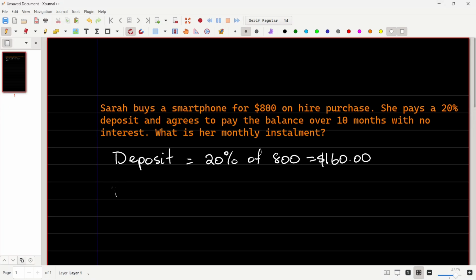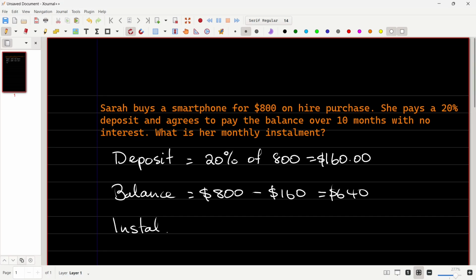The balance is going to be as follows. So balance would be equal to the cost, which is $800, minus the deposit, which is 160, and you will get 640. Right, so 8 minus 1 is 7, 7 minus 60 is 640. And then what we need to get now is how much the installments are. So the installments are to be paid over 10 months. So we're going to take the total that we have to pay off, which is 640, and we're going to divide it by 10, which is how much we're going to end up paying per month. So we're paying amount of money per month, and that would be $64.